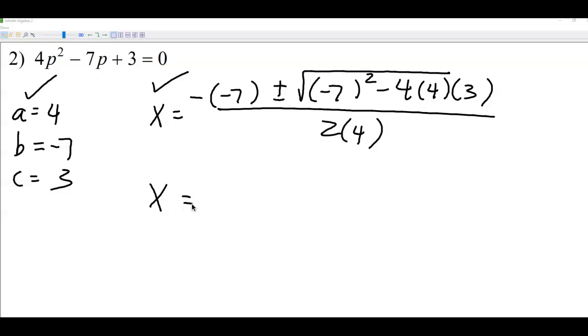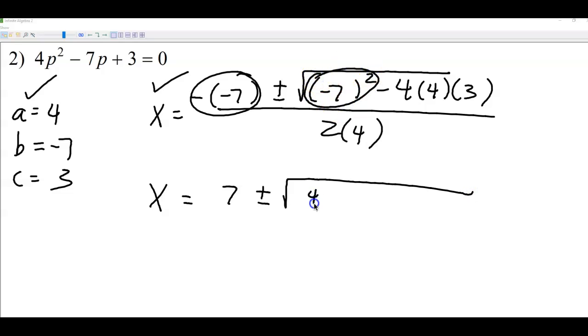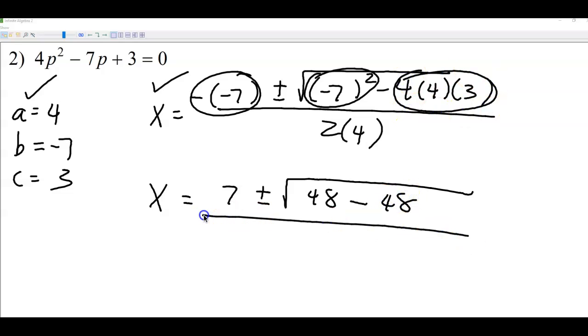So you should have gotten 7 there. 49 here. Bring down your negative. And 48 there. And 8 there. Oh, I wrote the wrong number there, though. 49. Now, the square root of 49 minus 48 is the square root of 1, which once again is 1.